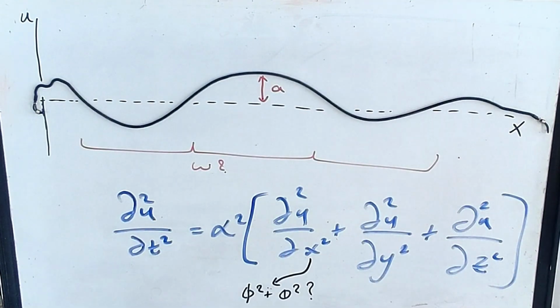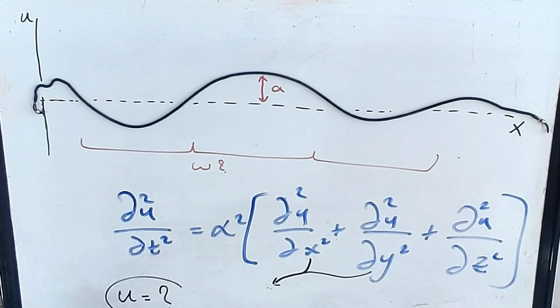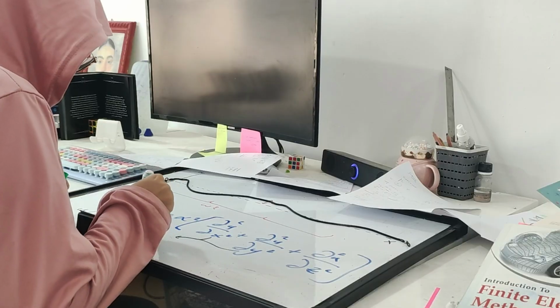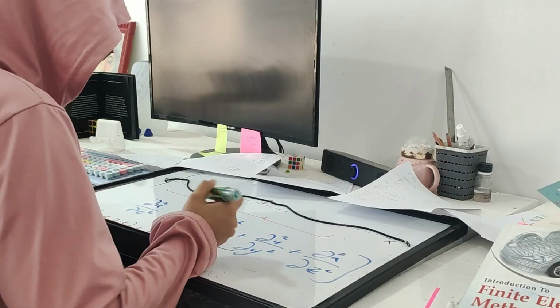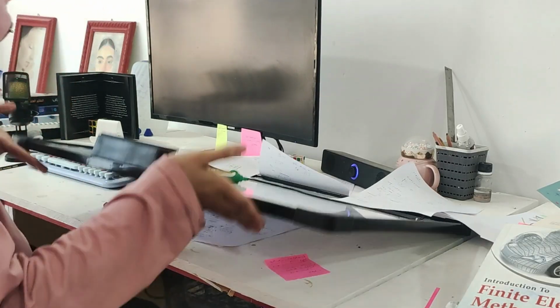The variables are irregular. It's not a straight path. Like the string, it would be impossible to have a solution. So engineers were like, screw this. So what do we do now?